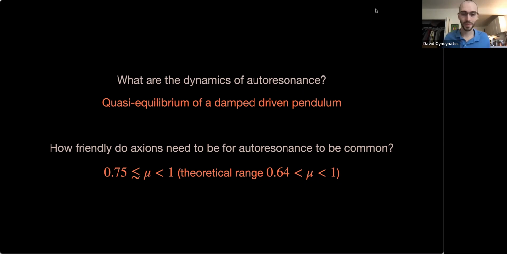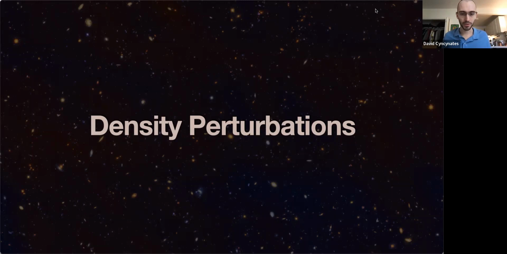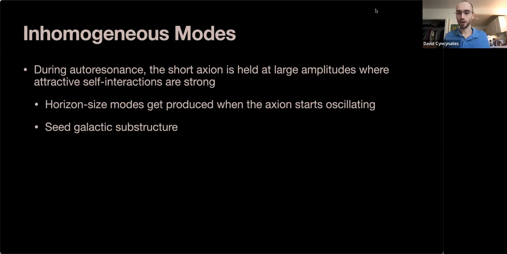Okay. So now I'll briefly discuss density perturbations. During autoresonance, the short axion is held at large amplitudes where attractive self-interactions are strong. This is what is responsible for reducing the fundamental frequency of the short axion below its rest mass, the attractive self-interactions. But of course, attractive self-interactions don't just reduce the fundamental frequency, they're attractive.